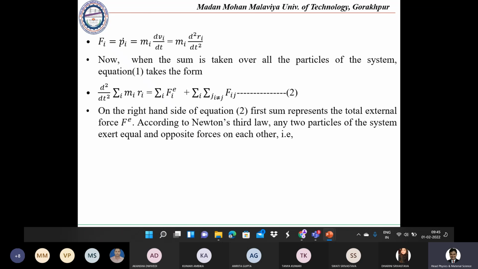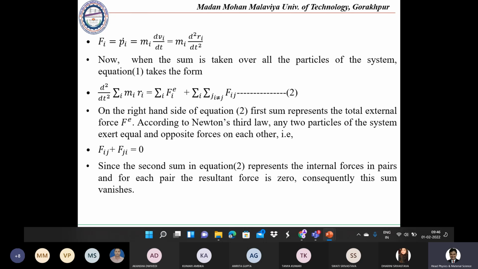And hence they will balance each other, and hence we will see here Fij plus Fji is equal to 0. यानी पहले के द्वारा दूसरे पर लगाया गया फोर्स और दूसरे के द्वारा पहले पर लगाया गया फोर्स, यदि उन दोनों का सम लेंगे तो that will be 0, because one is applying the same force on the other and vice versa. And hence what shape will equation 2 get?